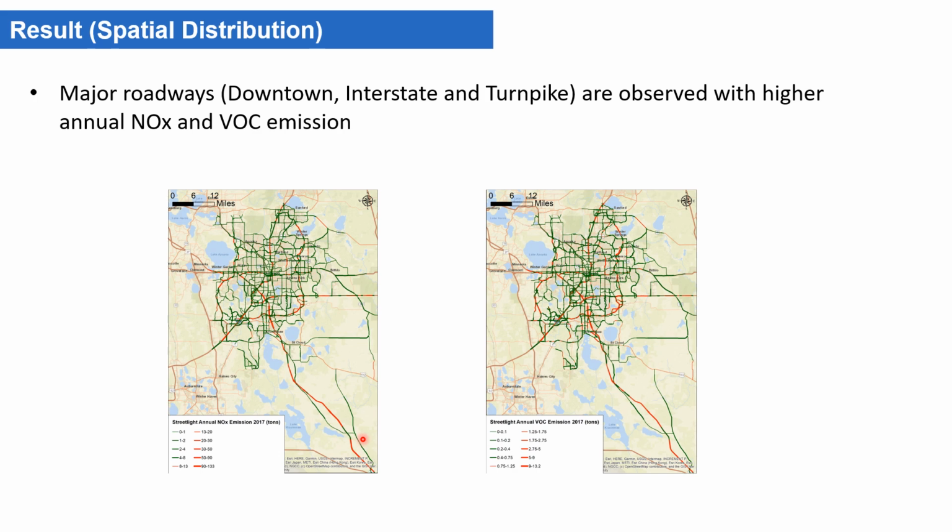Annual 2017 spatial link level emissions for NOx and VOC are showing high emission for Orlando downtown, I-4 and Florida Turnpike, and the Central Florida peripheral high traffic roadways. The highest NOx emission is over 100 tons annually in 2017, and for VOC it is around 13 tons annually in 2017.